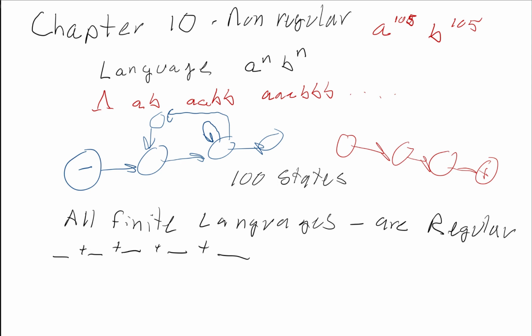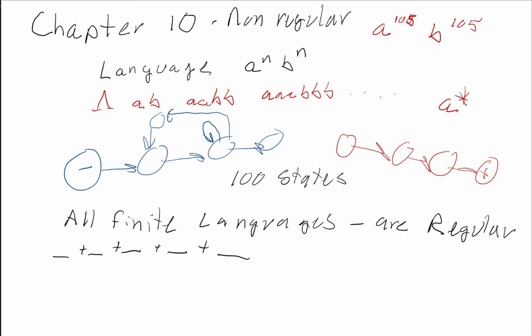are where we have to worry about whether or not it's regular. Now, there are infinite languages that are regular as well, like A star, right? A star, there's no upper limit to how many A's we can have. So that is an infinite language. There's an infinite number of words in the language. But all finite languages are regular.